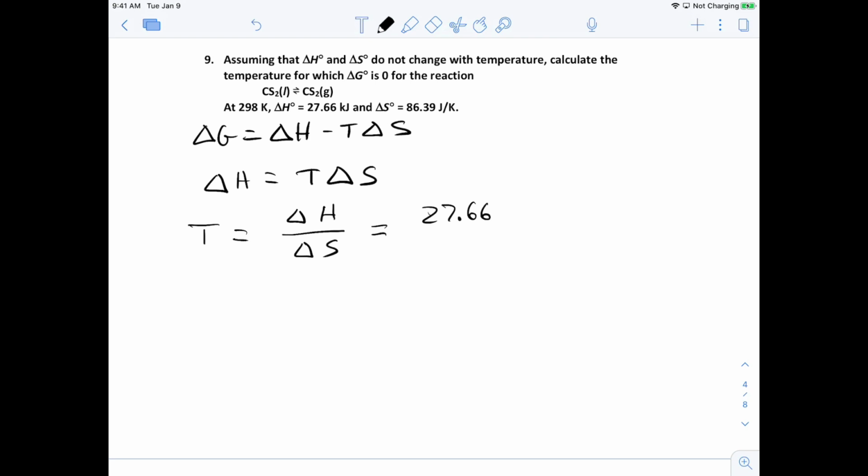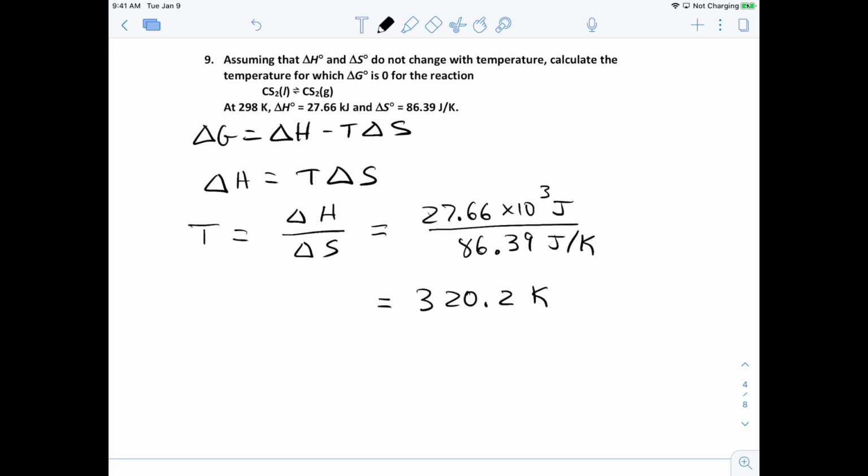So kilojoules is times 10 to the 3 joules, because we have to get the units the same. And the delta S is 86.39 joules per Kelvin. So now the Kelvin is going to go into the numerator, and your answer comes out 320.2 Kelvin.